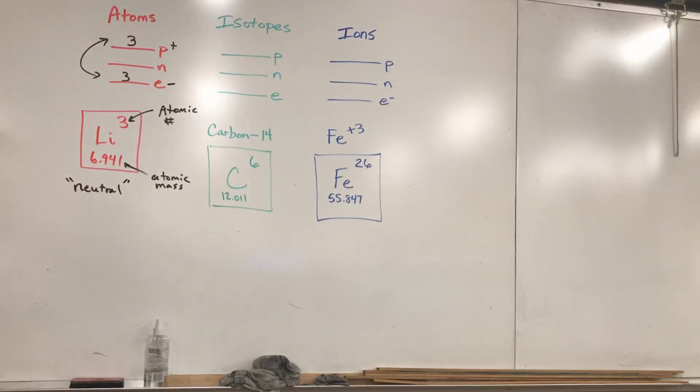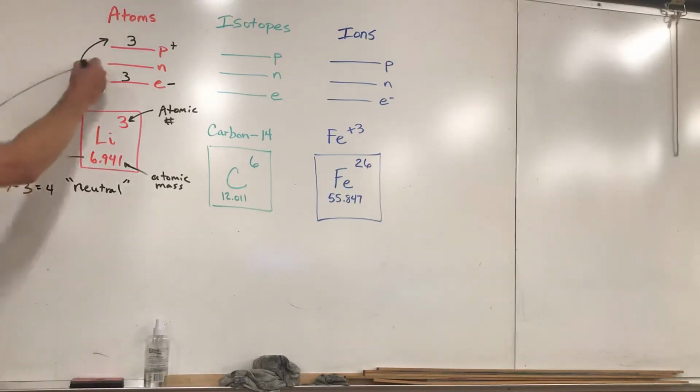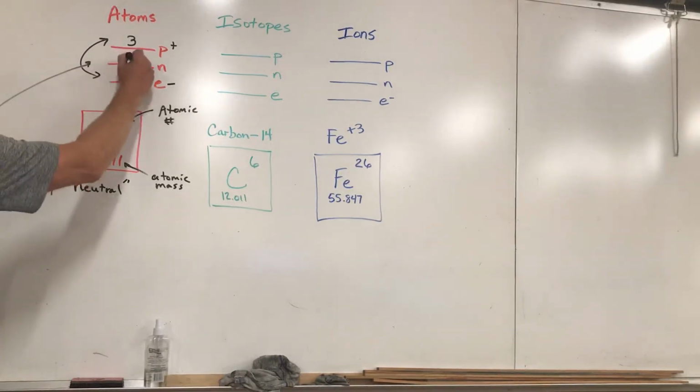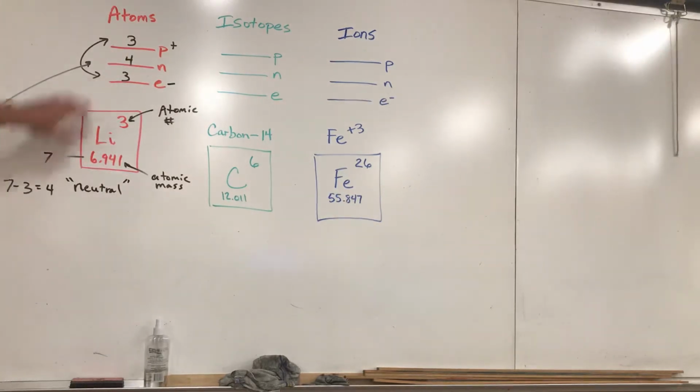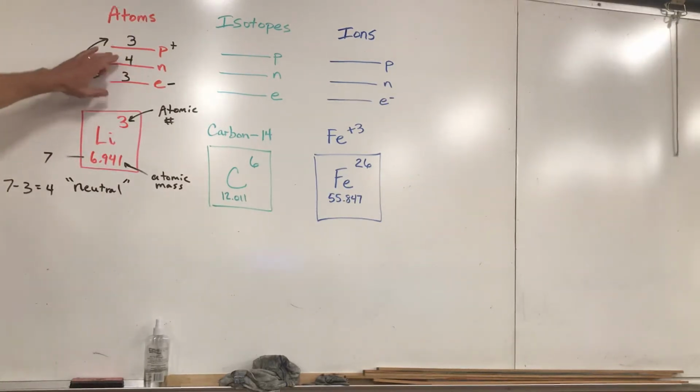What we're going to do is round this to the nearest whole number, okay? That is close to 7. That means that's the most common form of lithium. Not the only form, but it's the most common form, okay? And if that number is 7, what we're going to do is take 7 minus 3, and we find that missing amount of mass. 7 minus 3 equals 4, and that right there gives us our neutrons, okay? Subtract the atomic number from the atomic mass. Okay, and that's for typical neutral atoms.